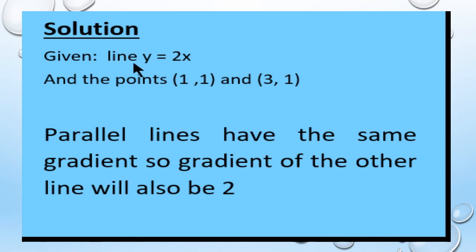We are given the line y is equal to 2x and we are given the points 1, 1 and 3, 1. Now in linear equations in the form y is equal to mx plus c, the gradient of the line is the coefficient of x, and in this case the coefficient of x is 2, so this will be the gradient of the given line, and this also will be the gradient of the parallel lines because parallel lines have the same gradient. So we'll consider the gradient of the parallel line to be 2.